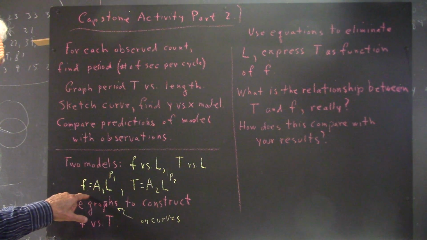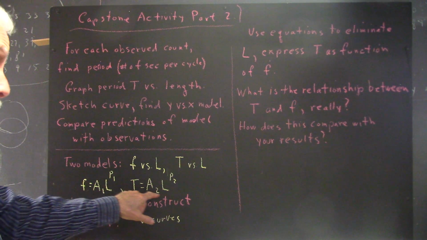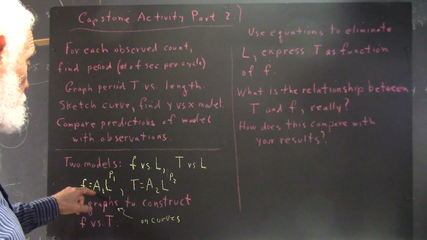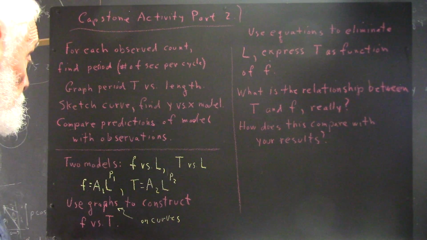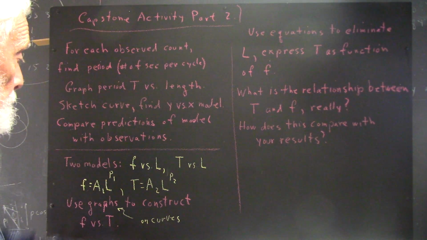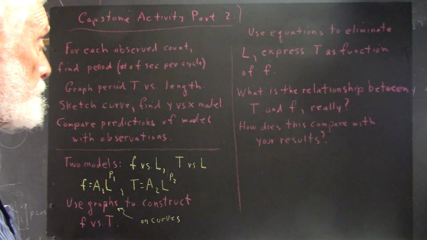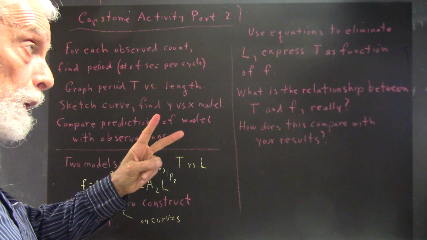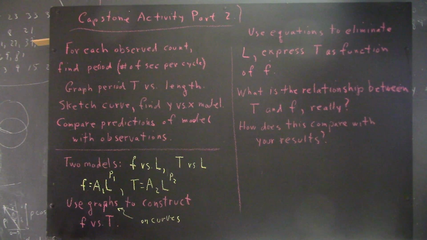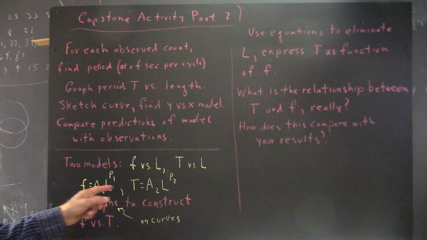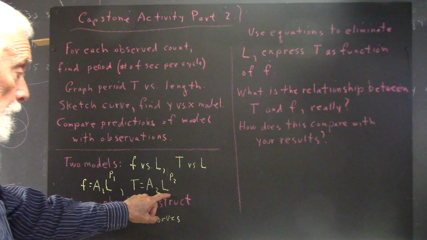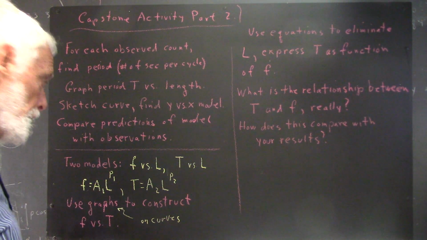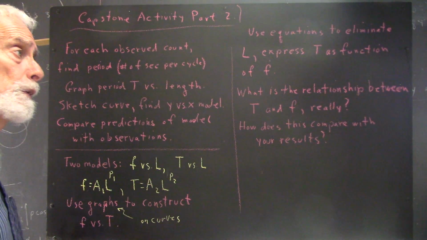Now, having done that, I want you to do something else with those two models. When you take your model for F versus L and your model for T versus L, this gives you two simultaneous equations. Remember that A1, P1, A2, and P2 are just going to be numbers, so you have F as a function of L, and you have T as a function of L. We can treat those as simultaneous equations, two equations, and we actually have three unknowns here, F, L, and T, but we're going to be able to eliminate L and get a single equation that relates F and T using what should be standard algebra 2 techniques for simultaneous equations.